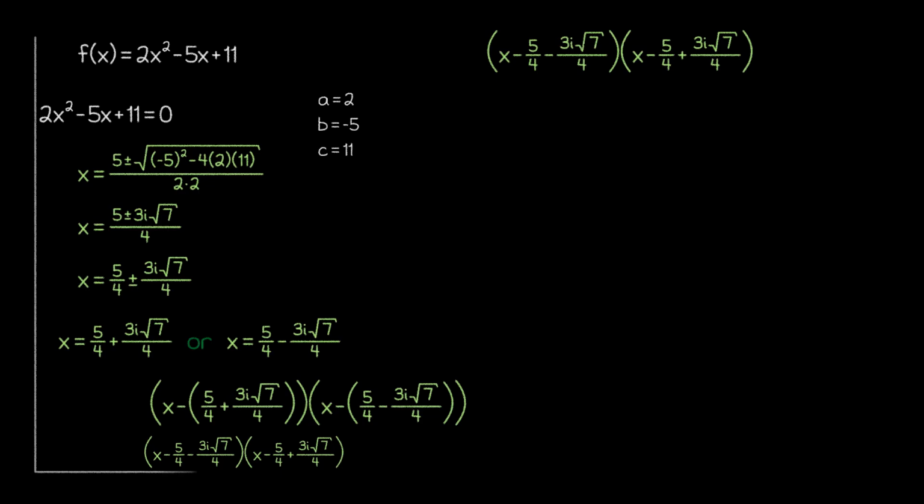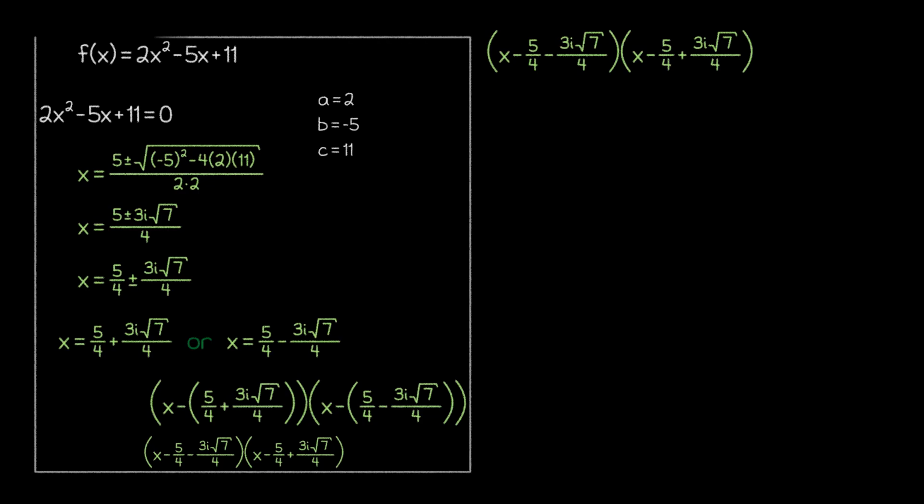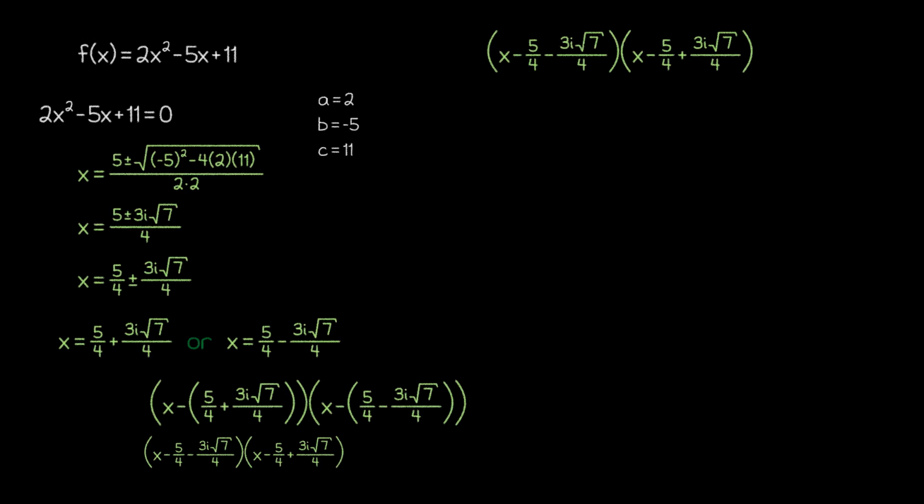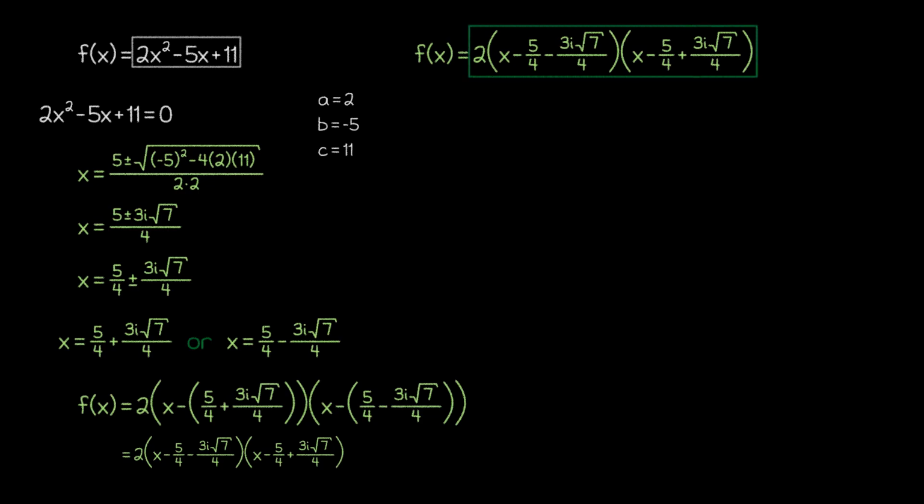There is one extra aspect to be careful of, though. Note that the original function definition contained a leading coefficient of 2. Thus, we also need to include an a value in our factored form. Once we do that, though, we do indeed get an equivalent function definition that's in the factored form.